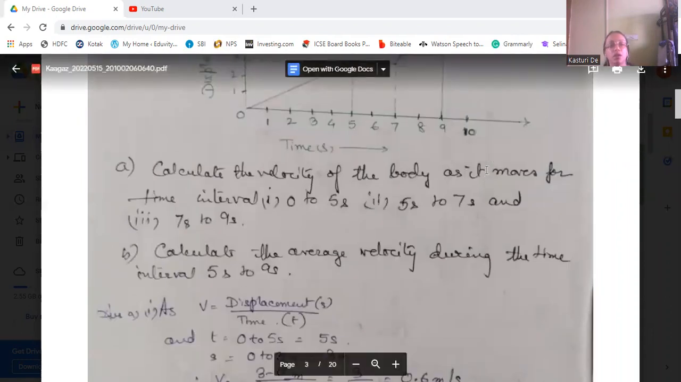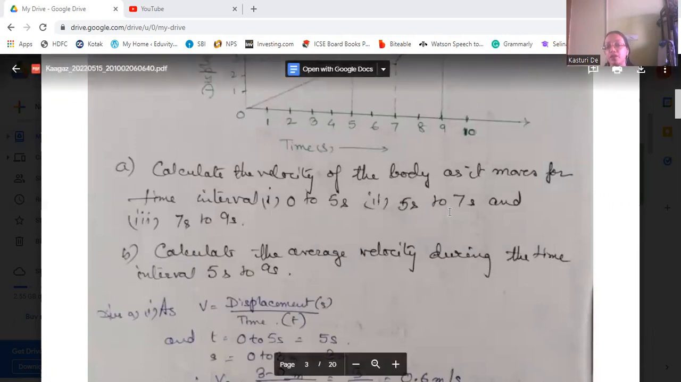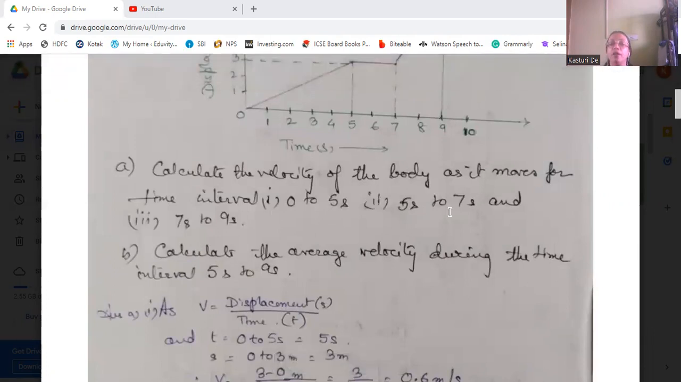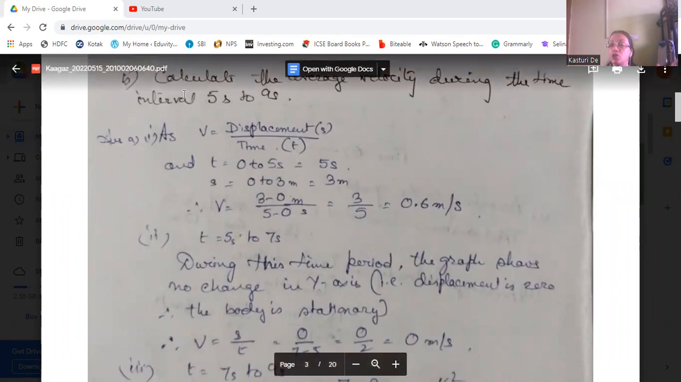Calculate the average velocity during the time interval of 5 seconds to 9 seconds. First we need to calculate the velocity. Velocity is equal to displacement by time. From 0 to 5, it is 5 seconds, and displacement is 0 to 3 meters, so that is 3 meters. So 3 by 5 will be the answer, or you can say 0.6 meter per second. This is for 0 to 5 seconds.